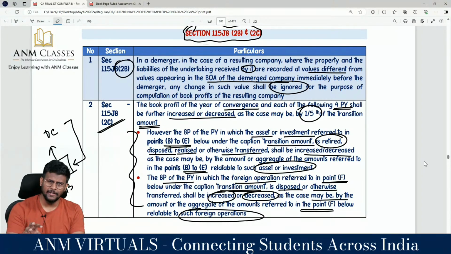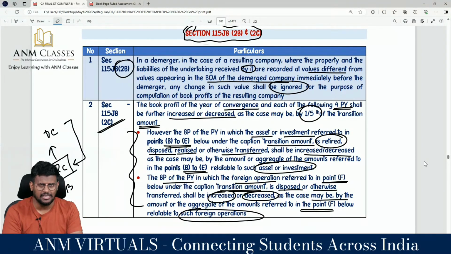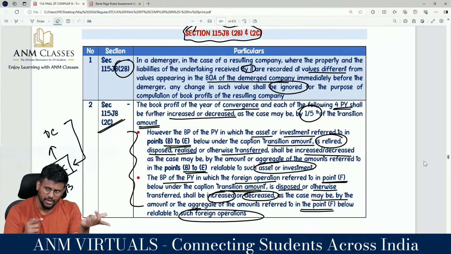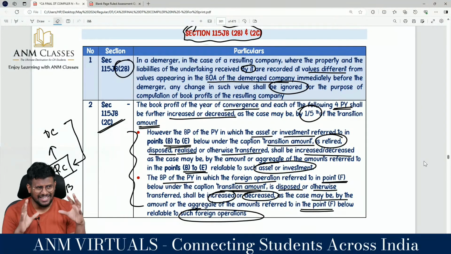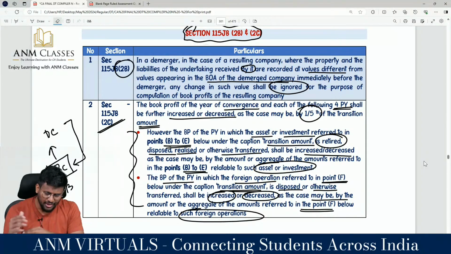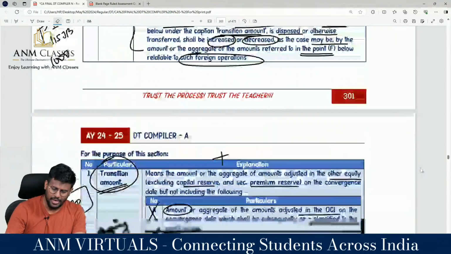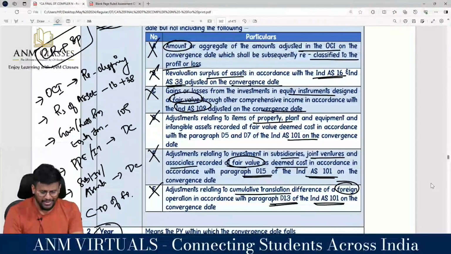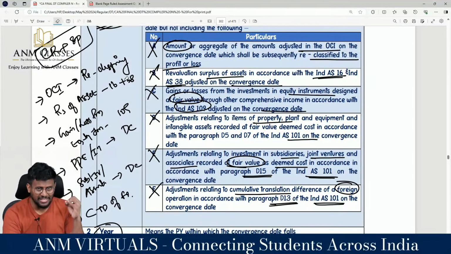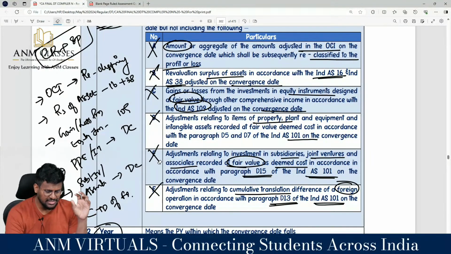But what the book profit computation for an Ind AS company is saying is that if that item has been debited to the P&L account it should be added back, and if that item has been credited to the P&L account it should be reduced. That means the transition amount may be allowed as per the general Act, that is Ind AS, but not allowed as per the book profit. It should be added back or reduced. And when you are calculating that, these items should not be taken into consideration. OCI which will be reclassified to P&L will not go to the transition amount.